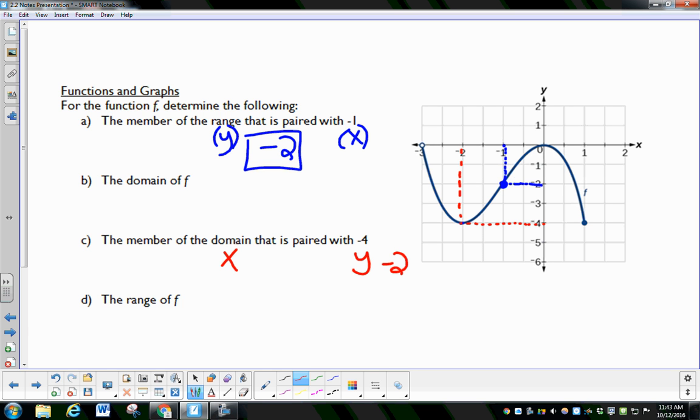Now, you might be thinking that that's kind of tricky because look, if we go on the other side over here, there's another value of the domain that pairs with -4. Okay, when y is -4, x could either be -2, or in another place on the graph, x is +1. So we want to include both of those there.